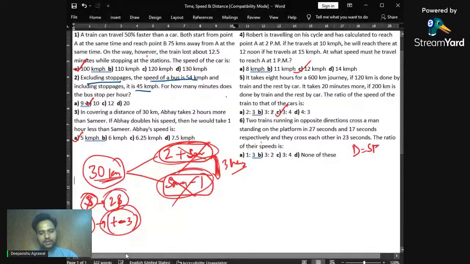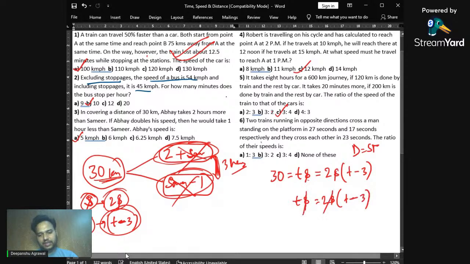So distance is 30. If he travels at s, he takes t time in reaching the destination. And if he travels at 2s, he takes t minus 3 time. Correct? So we have to calculate the speed of Abhay. That's it. Now it is very simple. It is almost the same question as this one, right? We need to take Ts is equal to 2s into t minus 3, right? We can cancel this s and s. So this would be t equal to 2t minus 6, correct? So from here you'll get the value of t as 6, right?